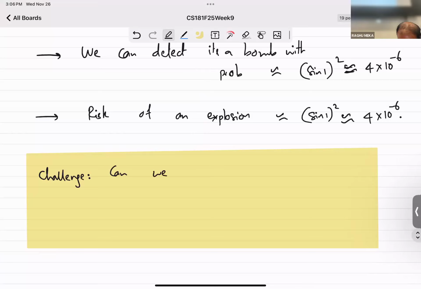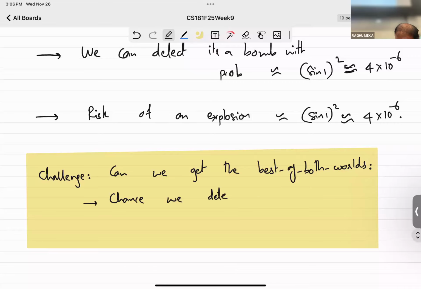Can we get the best of both worlds? Chance we detect a bomb is close to 0.9. Chance we explode is less than or equal to 0.1. These are just made up numbers.